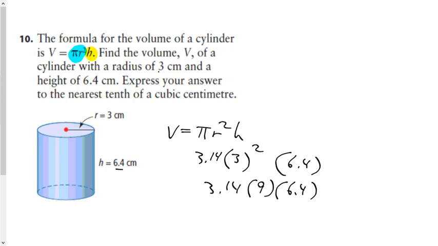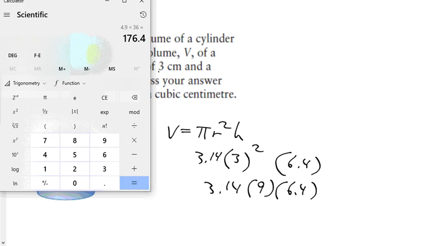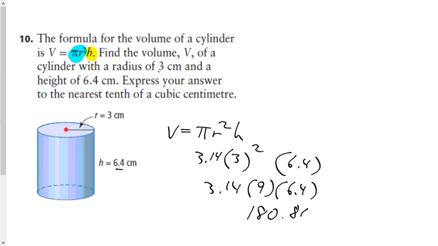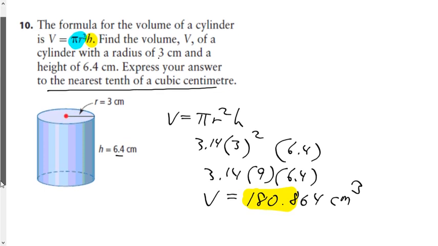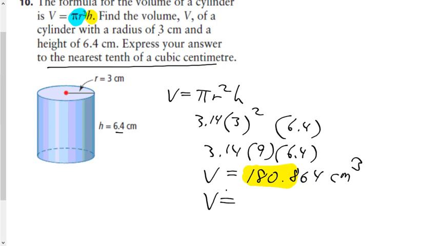Multiplied by 6.4. Now we just have the string of 3 multiplications. You grab your calculator and say, calculator, what is pi times 9 times 6.4? And the calculator says 180.864. Now, question, what kind of units is it? If it's volume and the side length is in centimeters, are we using centimeters squared or centimeters cubed? Correct. Volume is always expressed in cubic units, not square units. But it does say express your answer to the nearest tenth of a centimeter, which means rounded to 1 decimal place, a tenth. Will that be 180.8 or 180.9? So I'm going to say volume is approximately equal to 180.9 cubic centimeters.